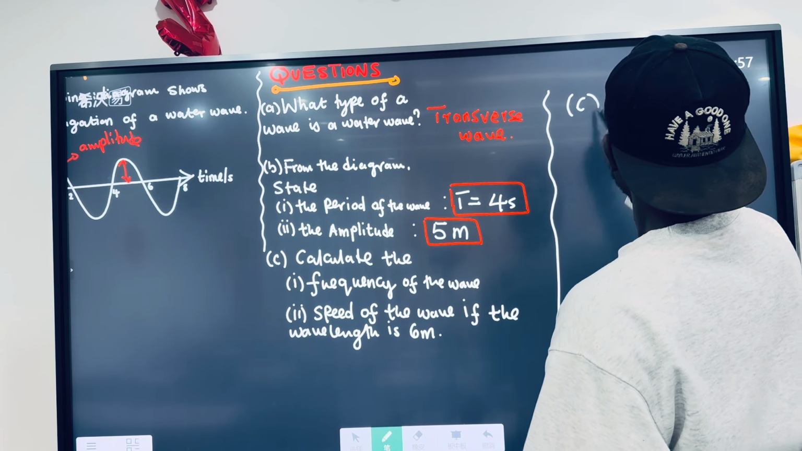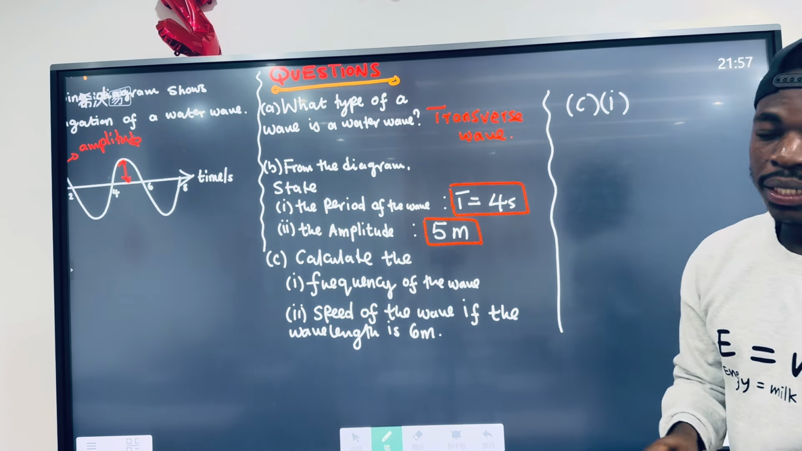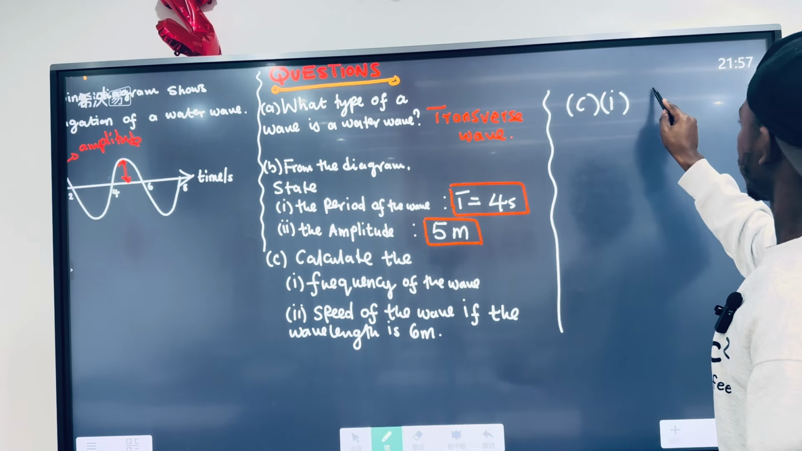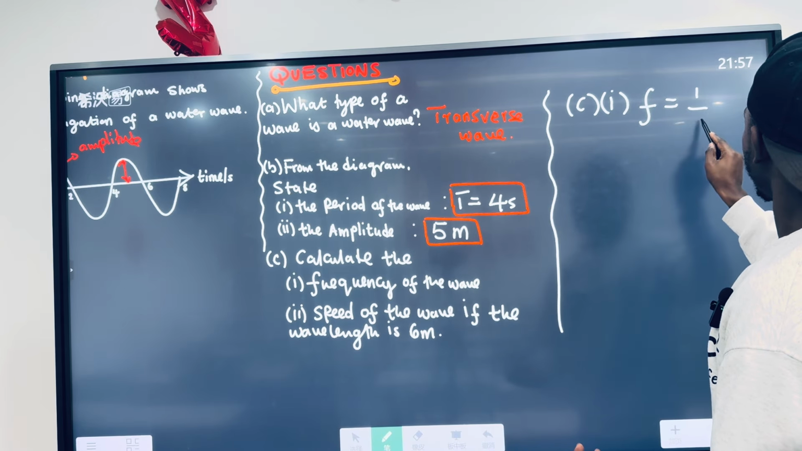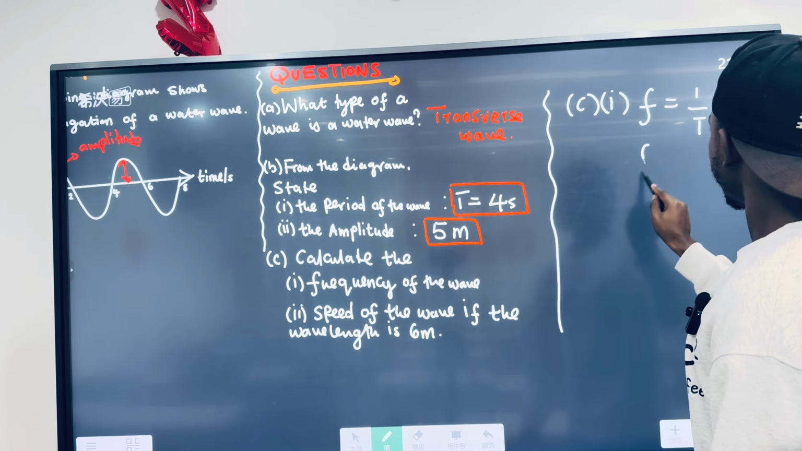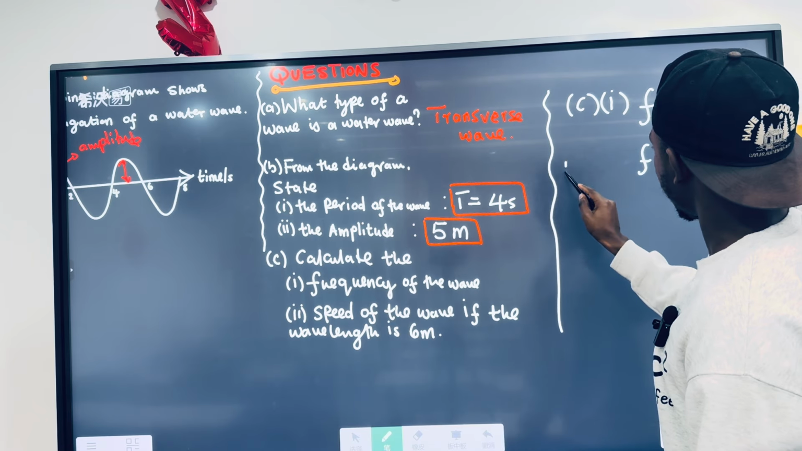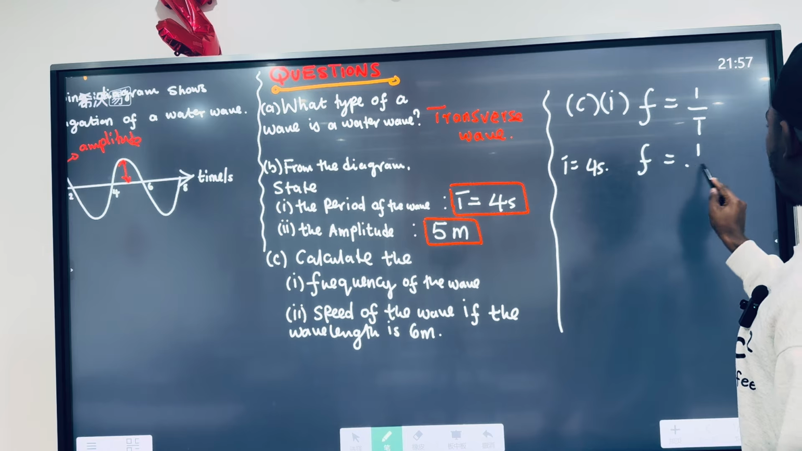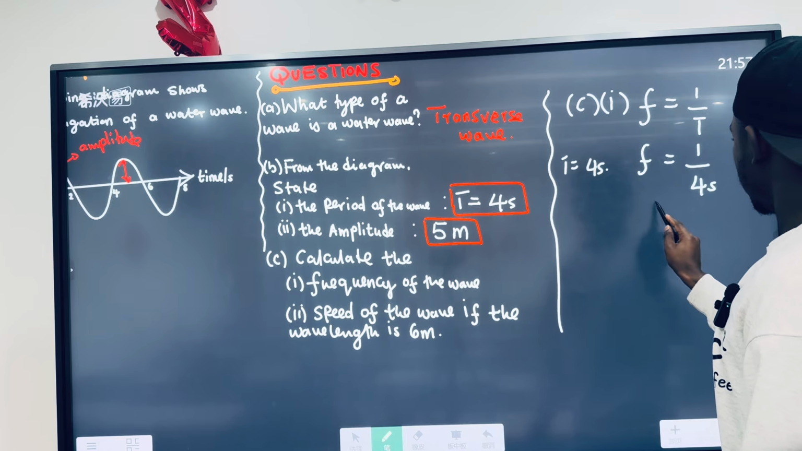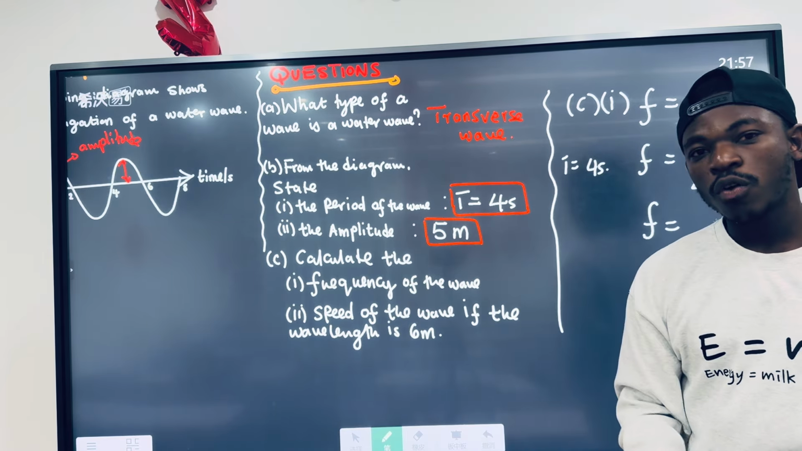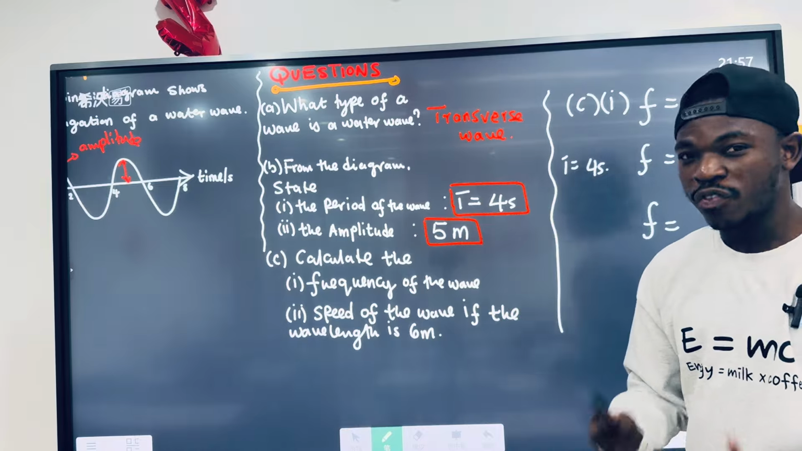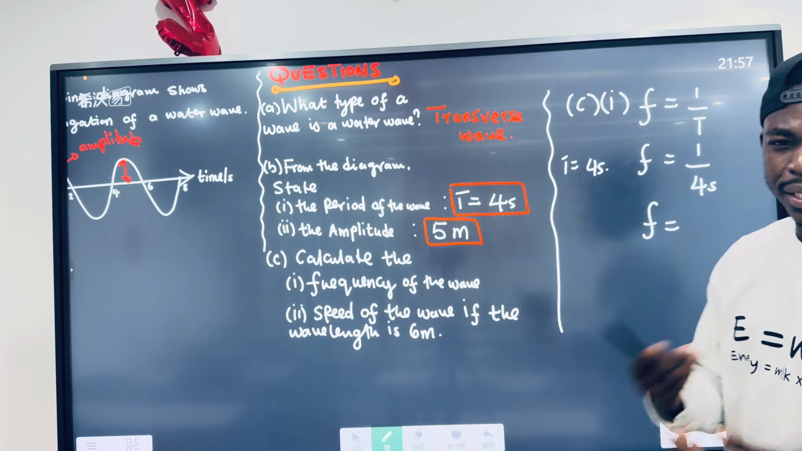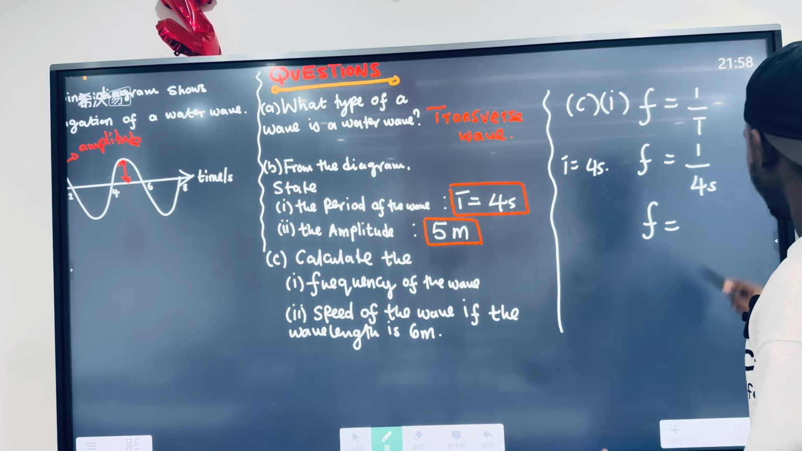So C1. Find the what? The frequency. Frequency is equal to 1 over period. We know that our period is equal to 4 seconds. So frequency will be equal to 1 over 4 seconds, which is the same as 0.25. You can use your calculator. In physics, we allow calculators.